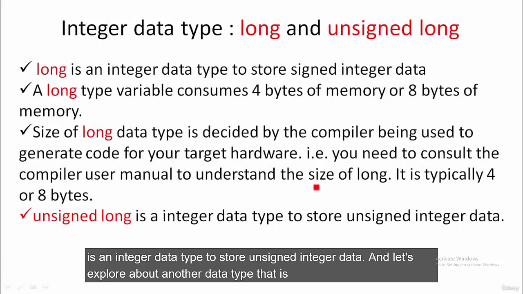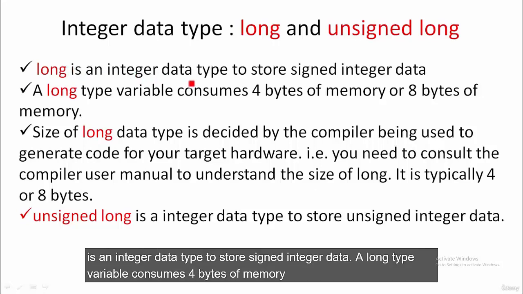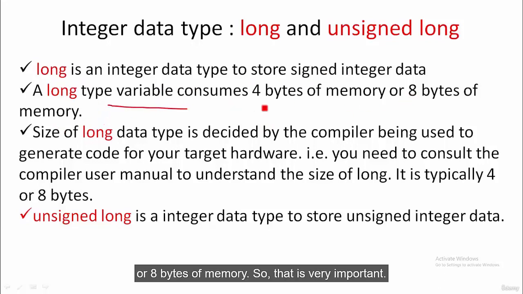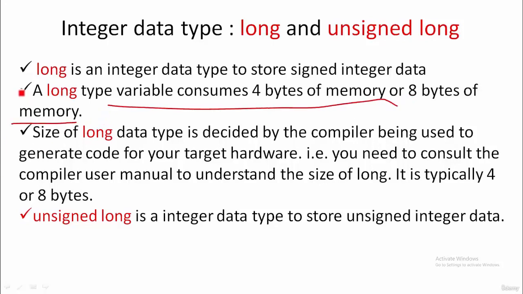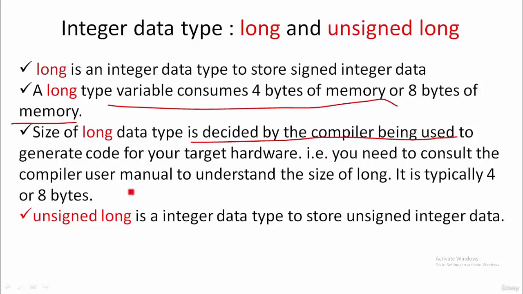Let's explore another data type, that is long and unsigned long. Long is an integer data type to store signed integer data. A long type variable consumes 4 bytes or 8 bytes of memory, so that is very important. Again, the size of the long data type is decided by the compiler being used to generate the code for your target hardware. So it is typically 4 or 8 bytes.